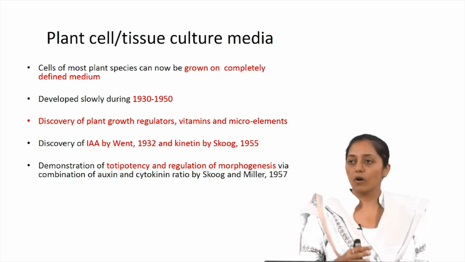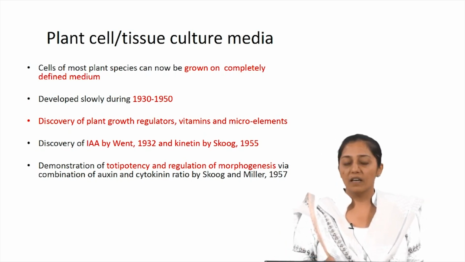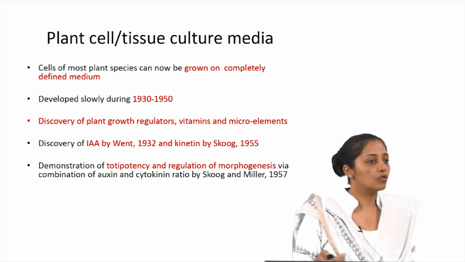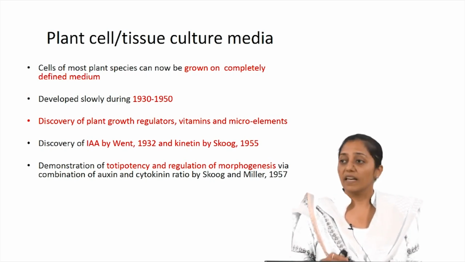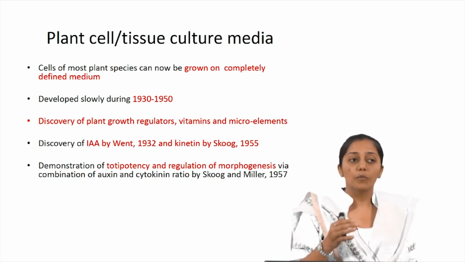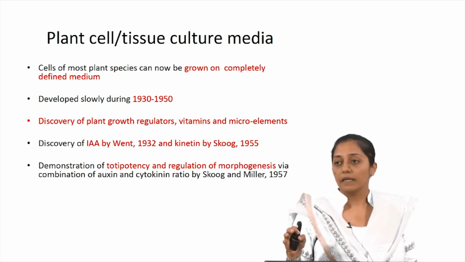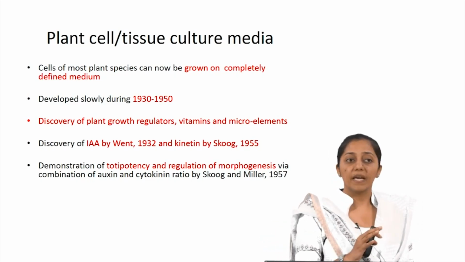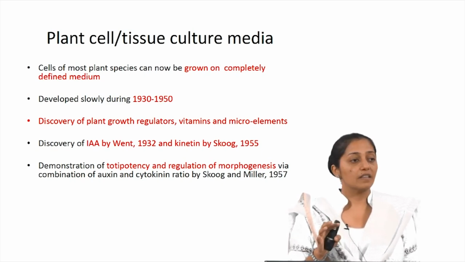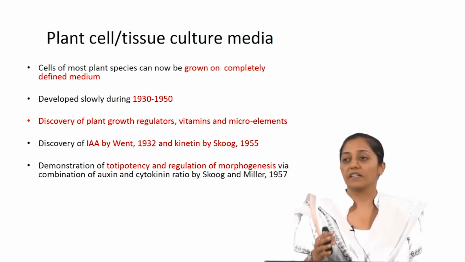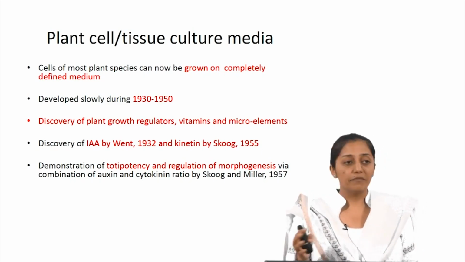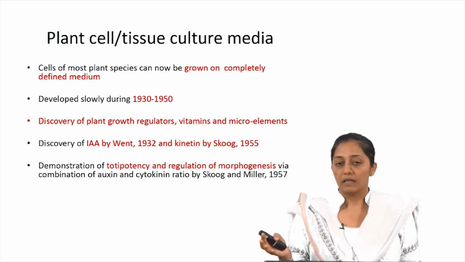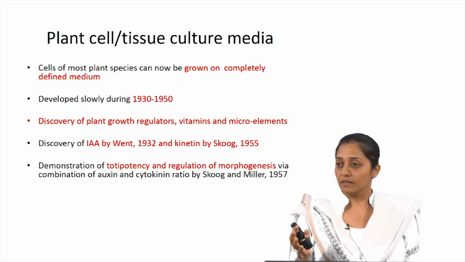So starting from Knop's, then you got Miller's media, then what else? Murashige and Skoog, B5, but there has been a difference. For example, between Murashige and Skoog and Gamborg's medium, which is also called B5 medium, there is one major difference: the ratio of ammonium to nitrate. In B5, the ratio of ammonium to nitrate is very low. Now, why is this difference important?